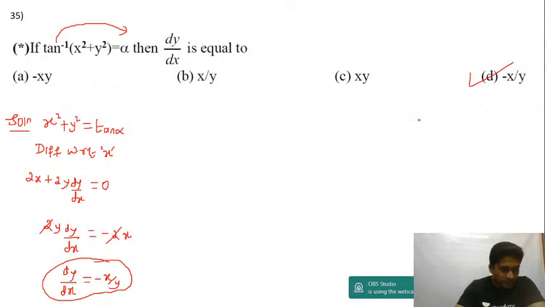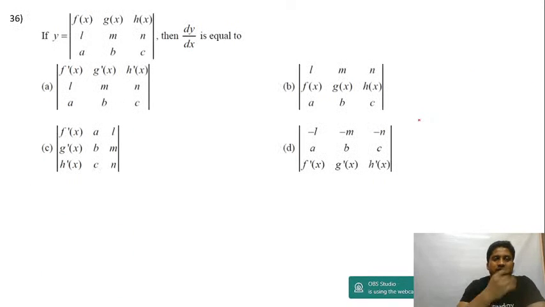Let's move to the next question. Question number 36. This is a KCET 2014 question. It's a miscellaneous question of NCERT as well. It's a small question. If I want to differentiate a determinant, let me do it here. Follow carefully.